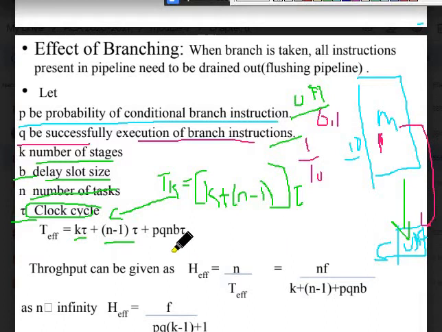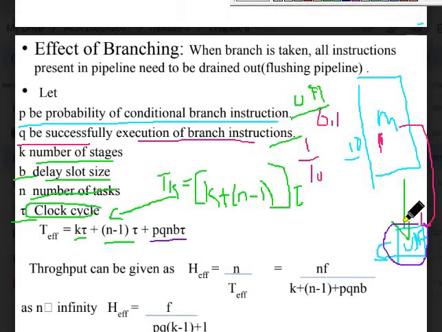Now this is the new part of the equation: P into q into n into b into tau. P means the probability of being a branch instruction. Q is the probability of successful execution once a branch is taken. N is the number of tasks after the branching decision is done. B is the delay, and tau is the standard measurement. So the total time is k into tau plus n minus 1 into tau plus pq into n into b into tau.